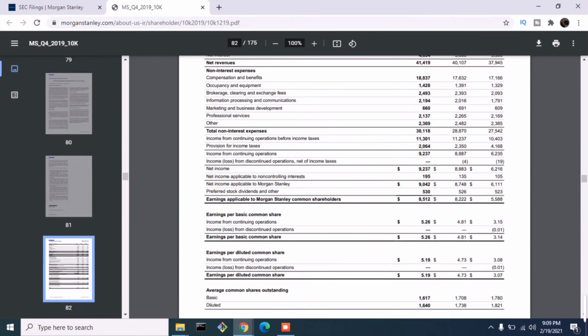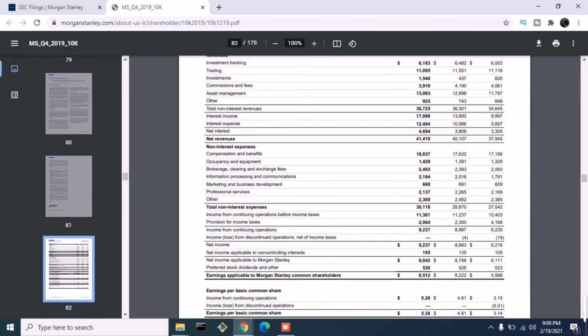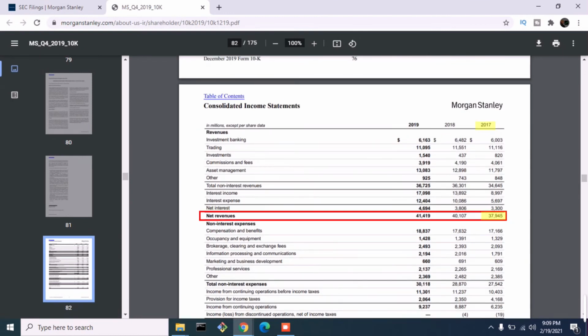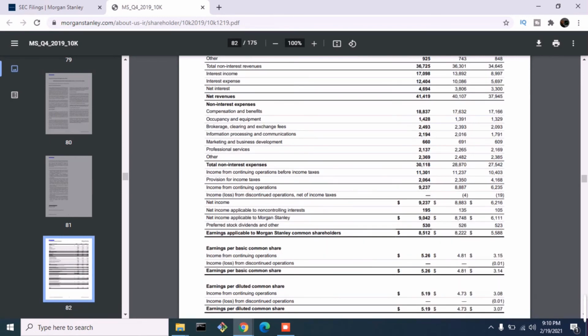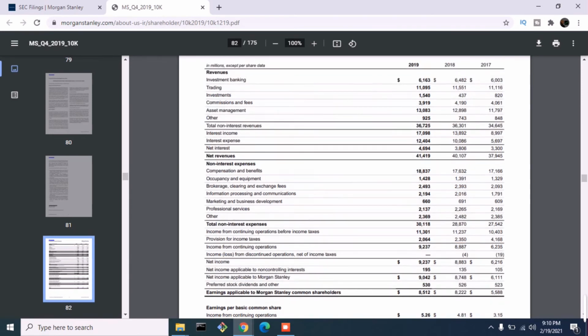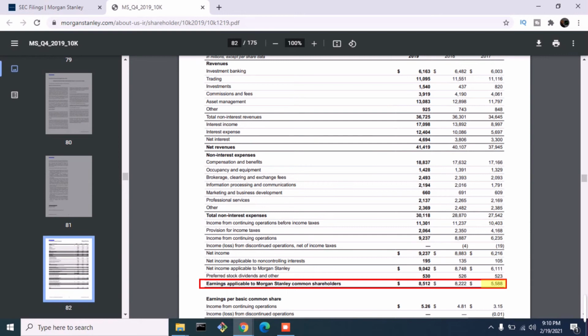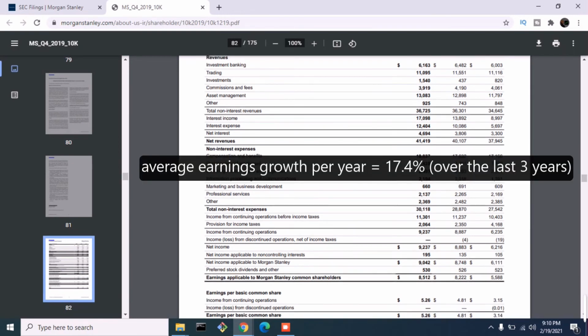And now that we know all the numbers on Morgan Stanley's income statement, we can interpret the figures. So for instance, for net revenues, we see that net revenue in 2017 was 37.9 billion, and then in 2019 this increased to 41.9 billion. And then again you see that revenue is trending upward instead of downward, which is a good sign. And then you come down and look at the earnings applicable to Morgan Stanley common shareholders, and you see that for 2017 this figure was 5.5 billion, and then in 2019 this figure grew to 8.5 billion. Again, another good sign for Morgan Stanley shareholders.